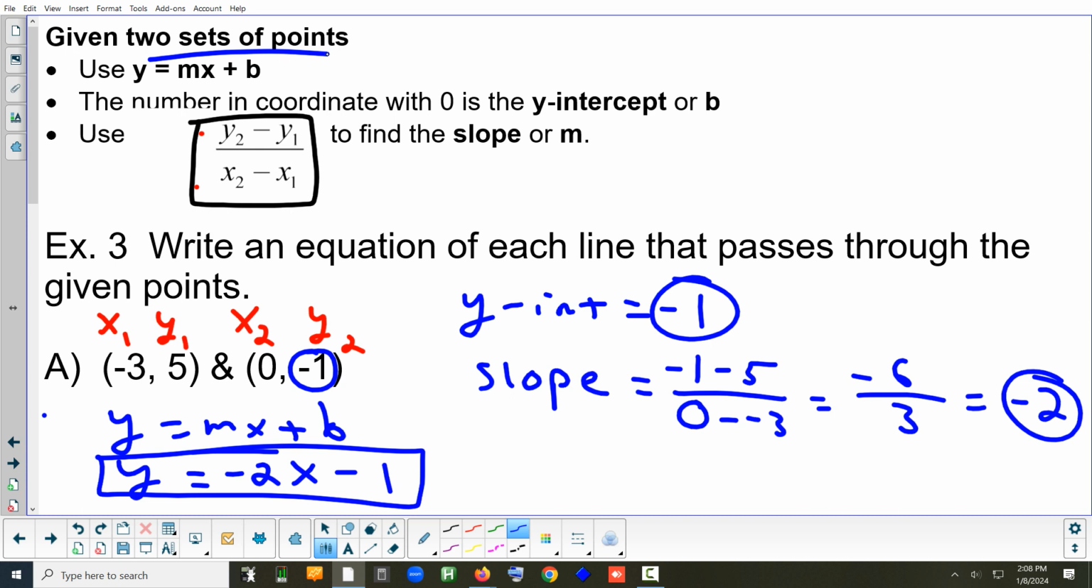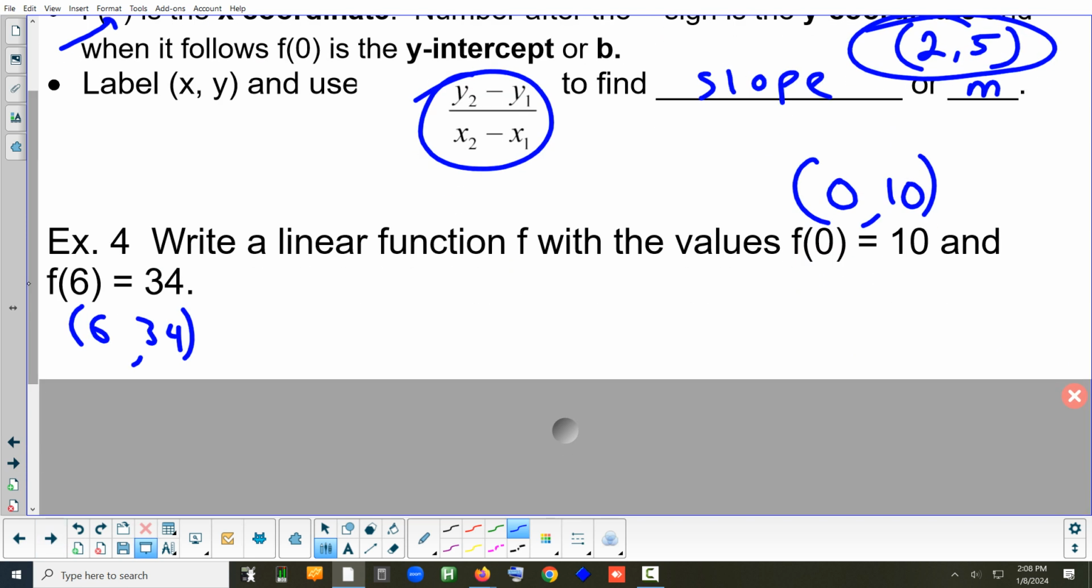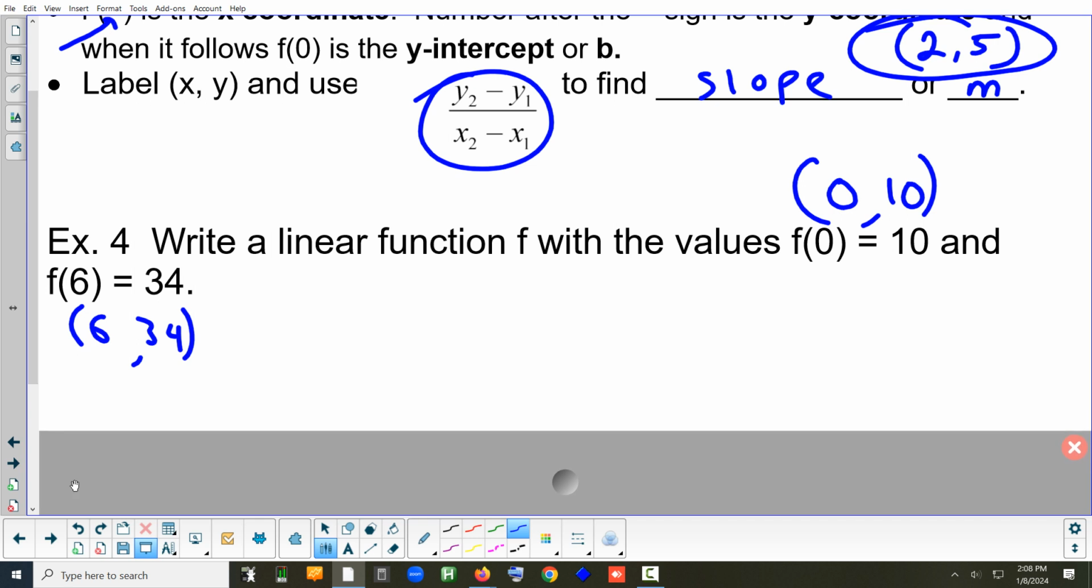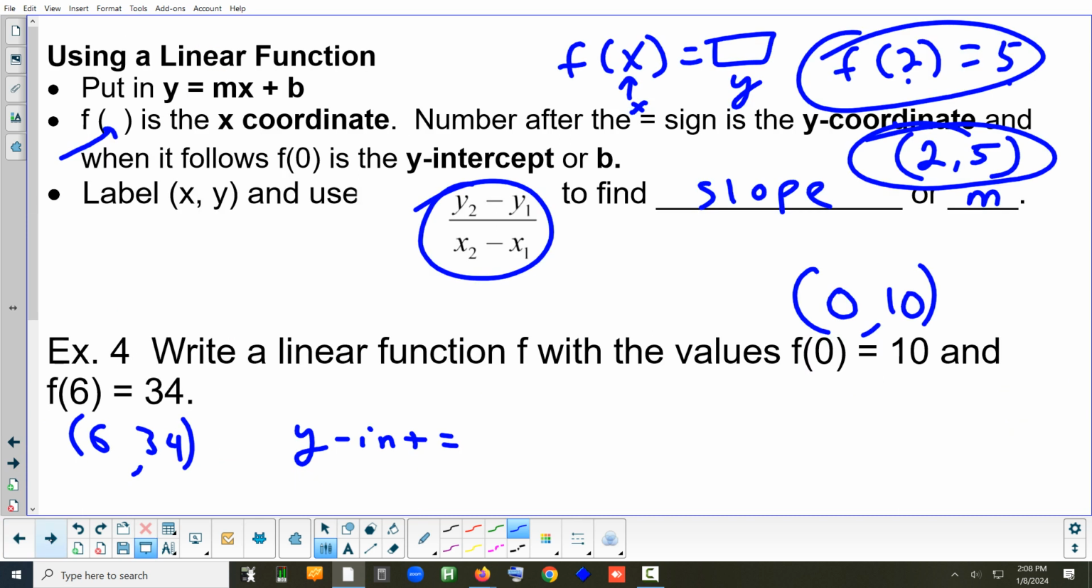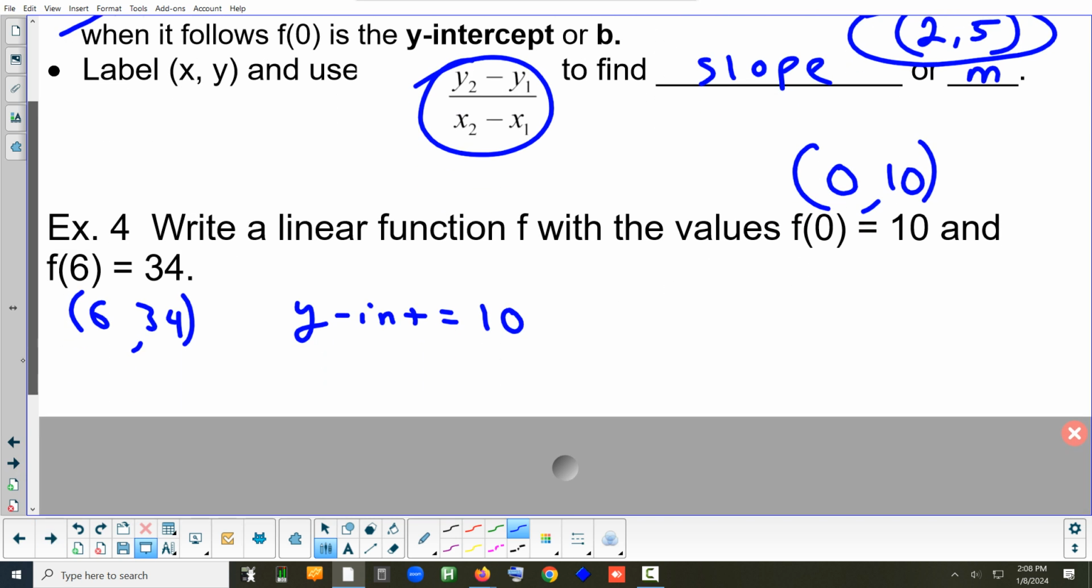So the number in the coordinate with the 0 is the y-intercept. So what number do you think is the y-intercept here? 34. So the number in the coordinate with the 0 is the 34 in the coordinate with the 0? 10. Yeah. The 10 is the number in the coordinate with the 0. So 10 is your y-intercept. Okay, so we got that.